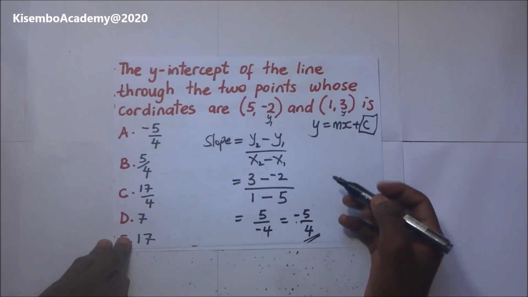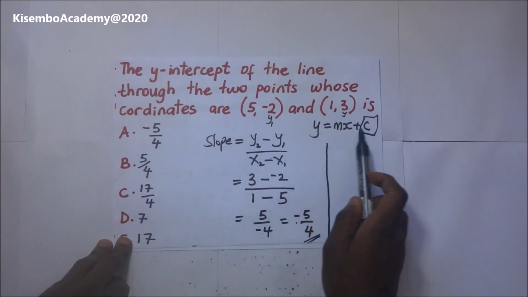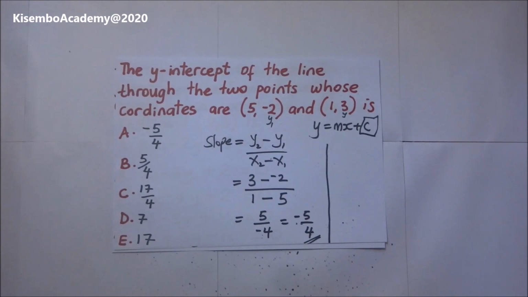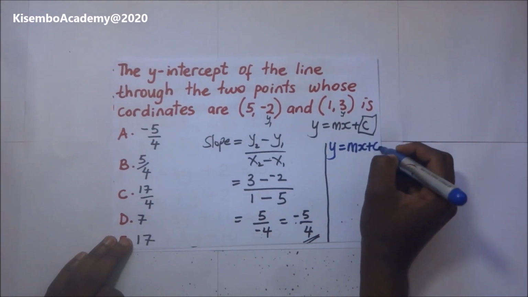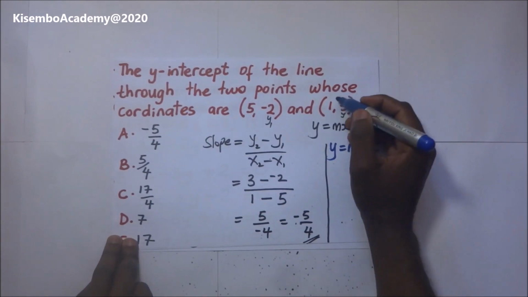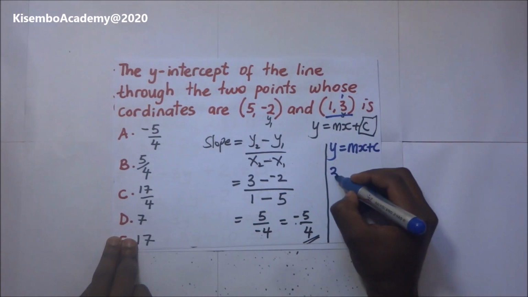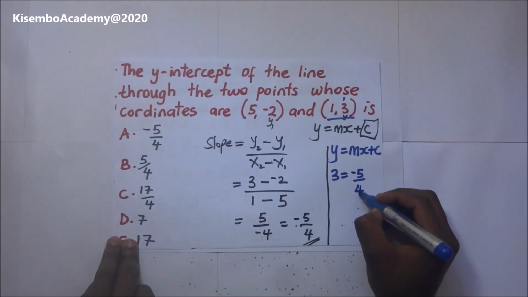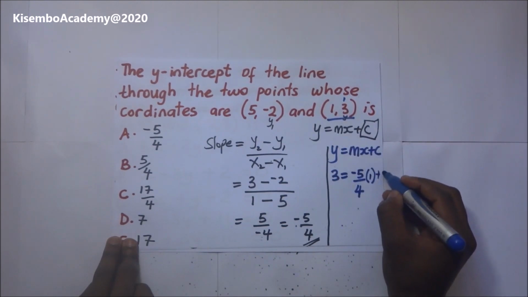To find the value of c, we are going to substitute into y equals mx plus c, and find the value of c with one of these points. So we shall pick one of the points. Let's pick point (1, 3). So y is equal to mx plus c. What's our value of y? Our value of y from this point will be 3. So 3 is equal to the gradient m, which is negative 5 over 4, times our value of x, which is 1, plus c.